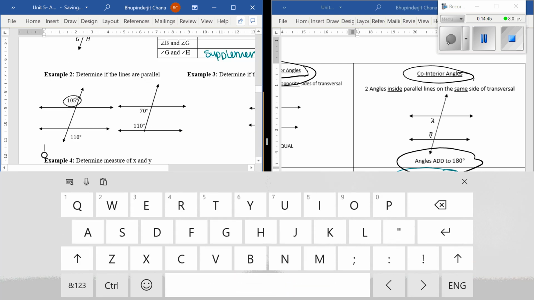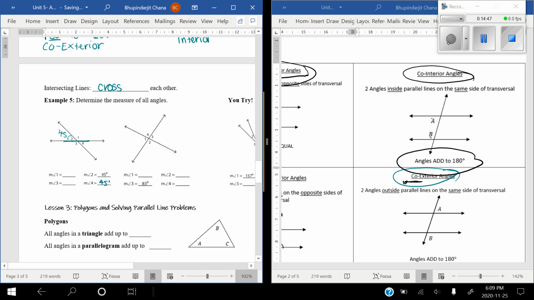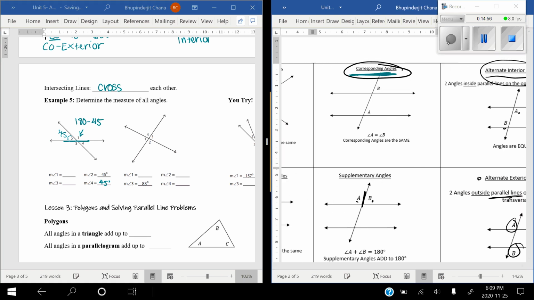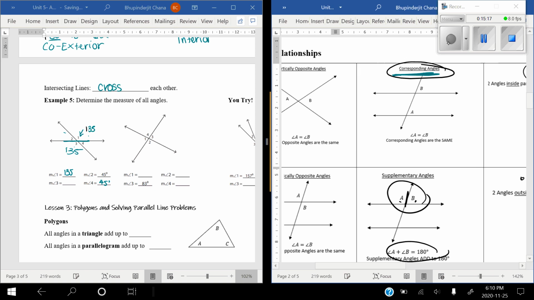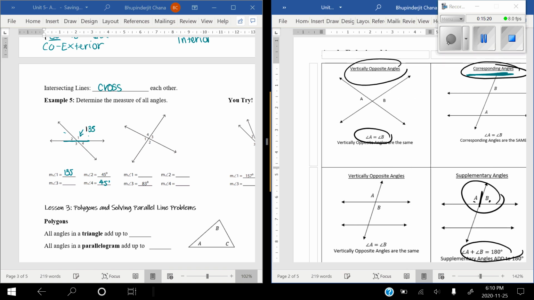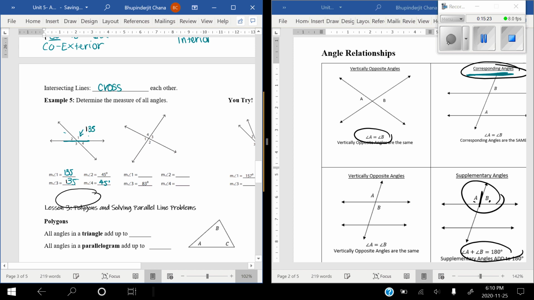Angle 1, let's focus strictly on the given. Angle 1 and angle 2 are supplementary. So to find angle 1, I would go 180 minus 45, because supplementary angles together add up to 180. So 180 minus 45 is equal to 135. So angle 1 is 135. Now focusing on 135 and 3, these are vertically opposite, so they are equal. So this is also 135.